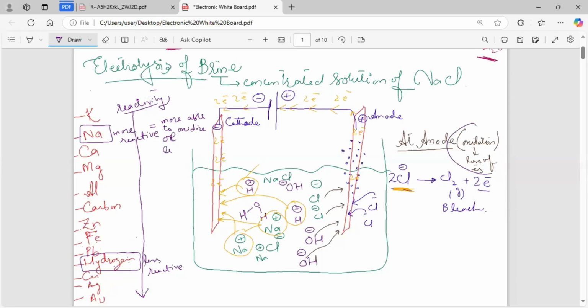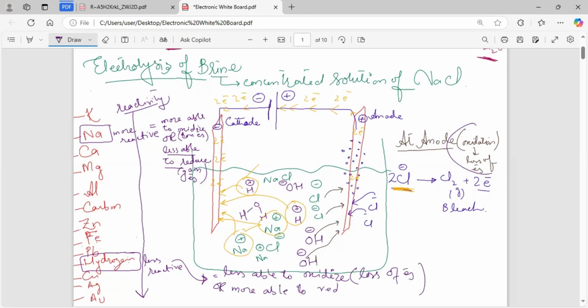Or conversely, less able to reduce, less able to gain electrons. More able to oxidize means more able to lose electrons, or less able to reduce. Similarly, less reactive means less able to oxidize. Oxidize means loss of electrons, or more able to reduce, more able to gain electrons.